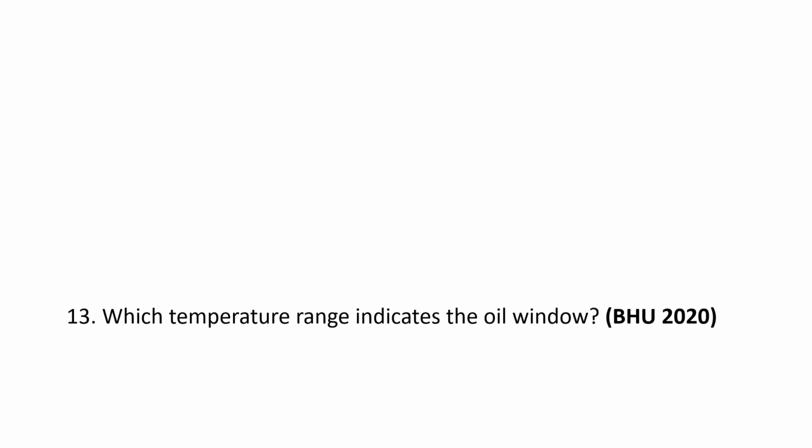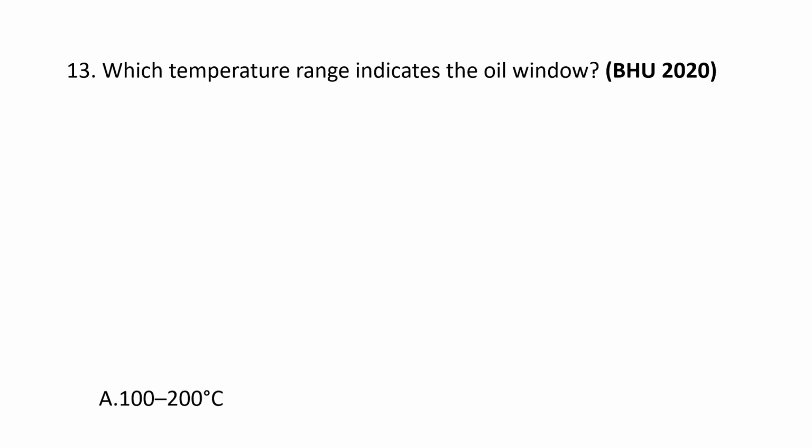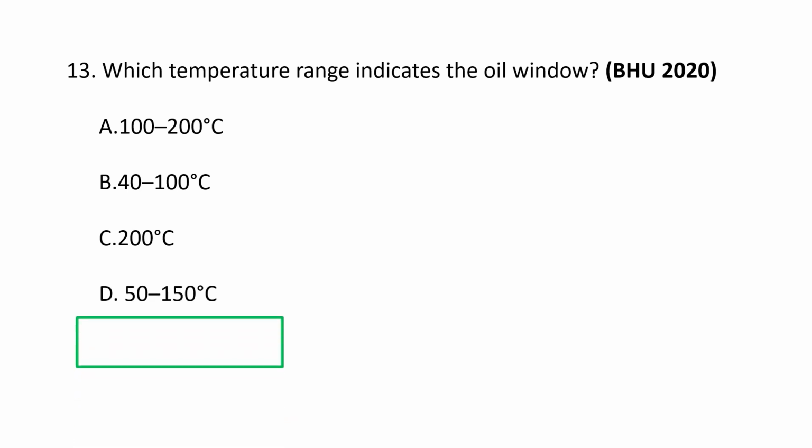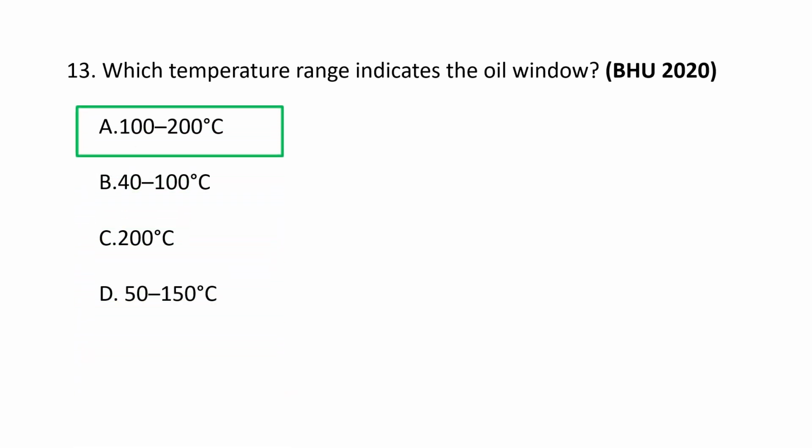Next question. Which temperature range indicates the oil window? A. 100 to 200 degrees centigrade, B. 40 to 100 degrees centigrade, C. 200 degrees centigrade, and D. 50 to 150 degrees centigrade. The correct option goes as 100 to 200 degrees centigrade. The most active and productive oil formation occurs within this zone, and temperature above this range favors gas formation over oil.